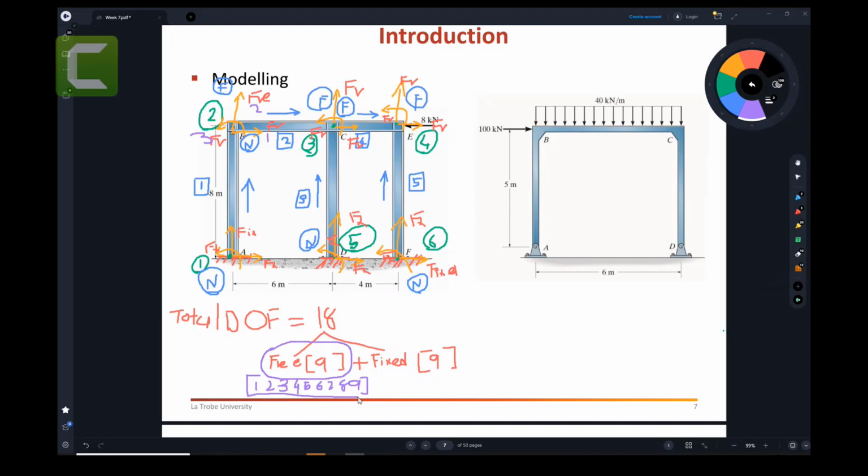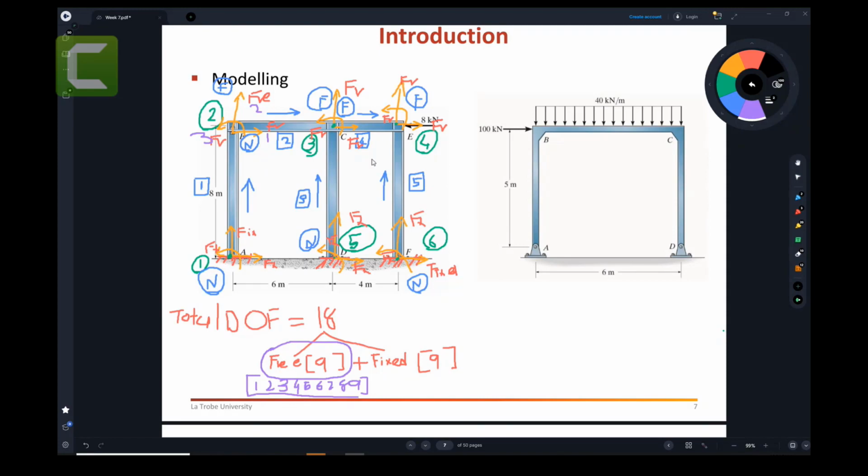Like if you need to rank them from 1 to 18, you need to start from 1 and finish at 18. Now you have a choice of who you give the 1. There are total 1 to 18. Out of 1 to 18, the first 9 is free. Sorry, the 9 is free, 9 is fixed. Now which one goes first? All the free degrees of freedom will go first. So when you rank the degrees of freedom, you generally rank the free degrees of freedom first.